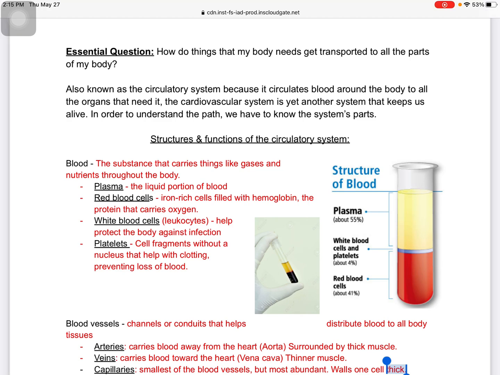So yesterday we got into a conversation about the heart, starting with the circulatory system. We were talking about how all this stuff gets transported to all parts of my body, and that's where you can start seeing this essential question right here.